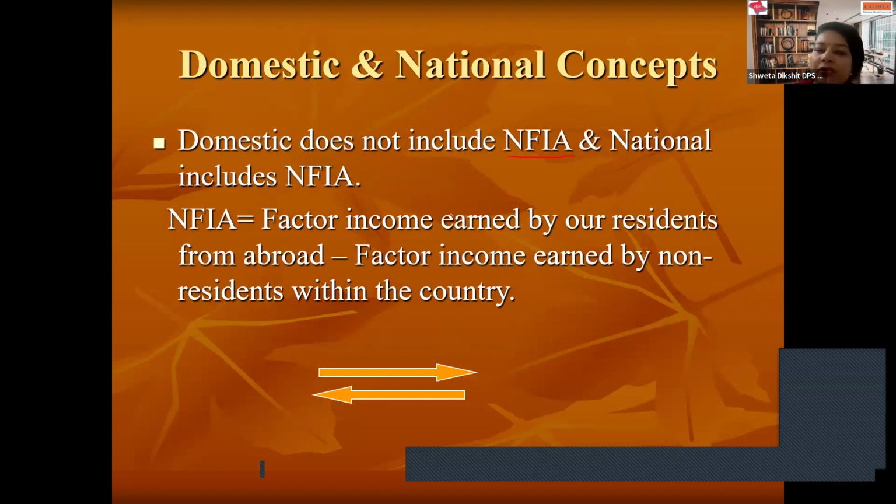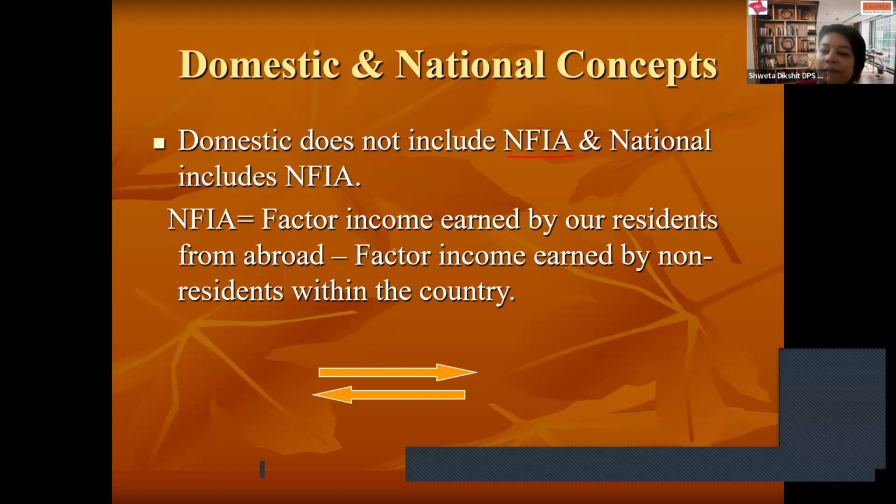NFIA is the net factor income from abroad. I repeat, net factor income from abroad. Please note it down. Net factor income from abroad is something which helps us to convert domestic into national and national into domestic. But how do we find this NFIA value? The NFIA value is never given directly. Here on the screen, you can see that NFIA is equal to factor income earned by our residents from abroad and factor income earned by the non-residents within the country.